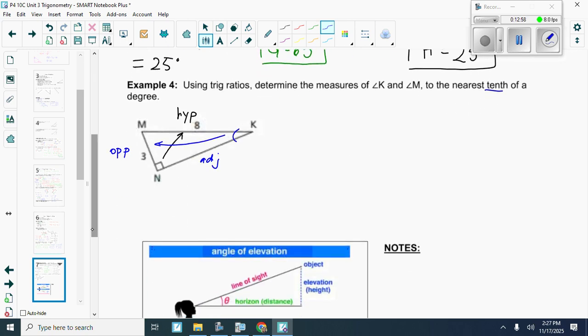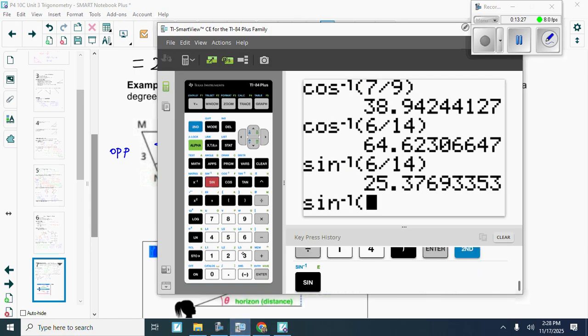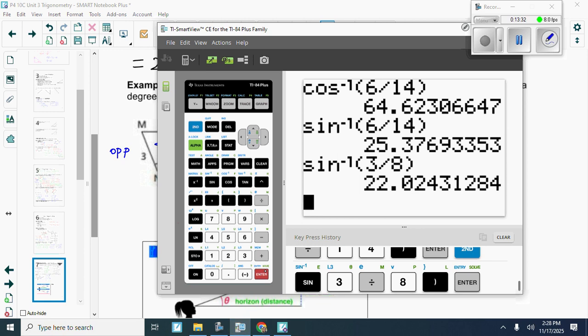So our sine K is equal to opposite over hypotenuse, which is 3 over 8. So K is equal to the inverse sine of 3 over 8. Let's head over to the calculator. Inverse sine 3 divided by 8. Okay, 22.0.